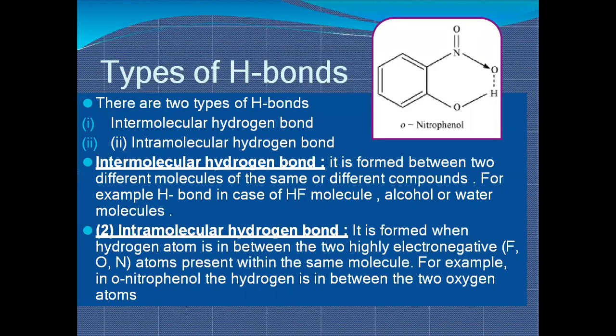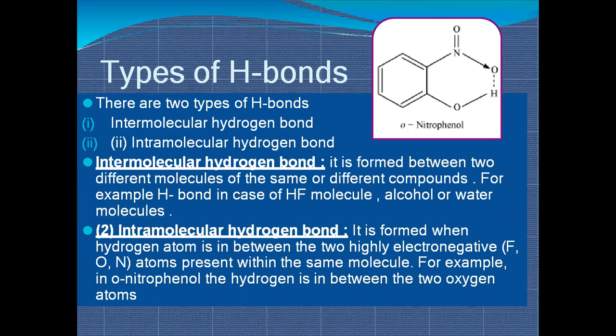Types of hydrogen bonding. There are two types of hydrogen bonding. First is intermolecular hydrogen bonding, and the second one is intramolecular hydrogen bonding. Intermolecular hydrogen bonding is formed between two different molecules of the same or different compounds. For example, hydrogen bond in the case of HF molecule, alcohol or water molecule.